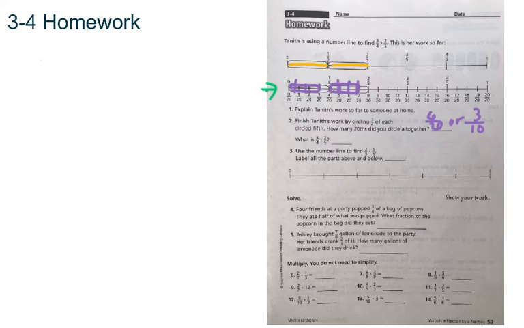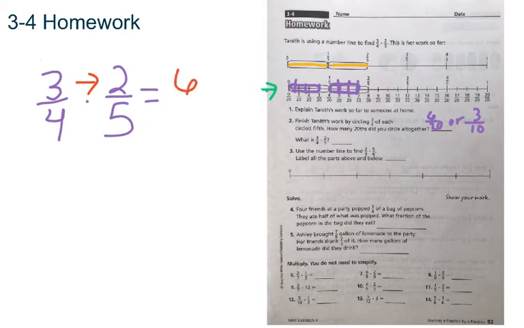Number 2 asks, what is 3/4 times 2/5? And we have 3/4 times 2/5. Remember, with multiplication, we just multiply straight across. 3 times 2 is equal to 6. 4 times 5 is equal to 20. So 6 20ths, and that can be reduced to 3/10.